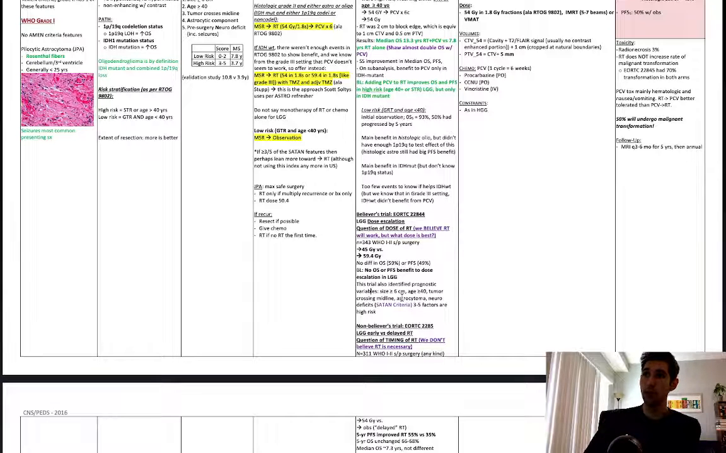The trial also identified those prognostic variables, the Satan criteria: size greater than or equal to 6 centimeters, age greater than or equal to 40, tumor crossing midline, astrocytoma, neurodeficits. 3 out of 5 factors are high risk.